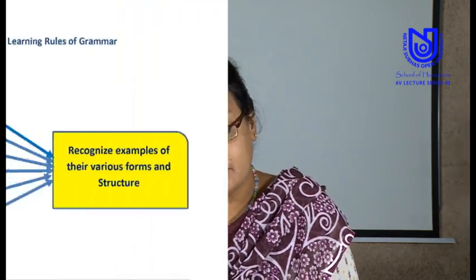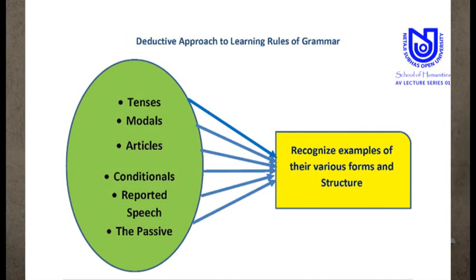So let's take an example. As you can see, grammar is easier and more enjoyable to learn if it is treated as something to be investigated and discovered. For getting students to work out the rules, they should be familiar with the terminology of grammar. So we have tenses, modals, articles, conditionals, reported speech and passive in the flow chart here on the left hand side, and on the right hand side we have recognized examples of their various forms and structures.